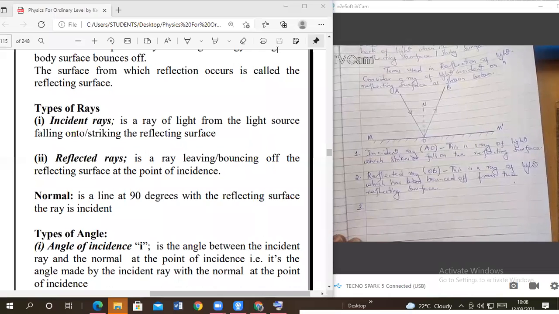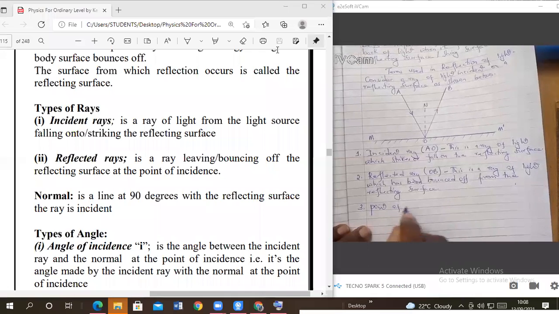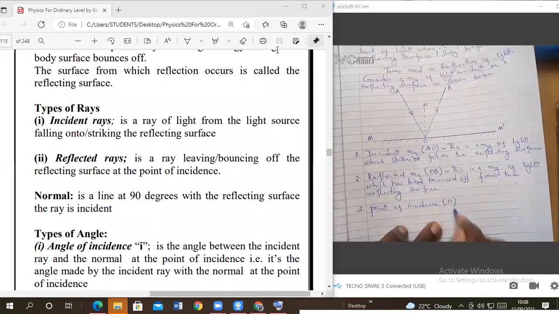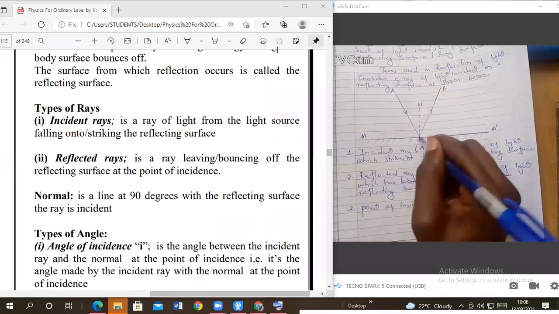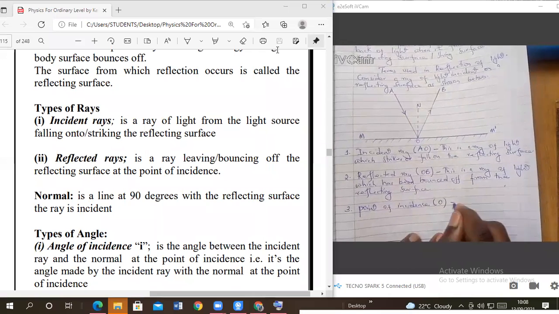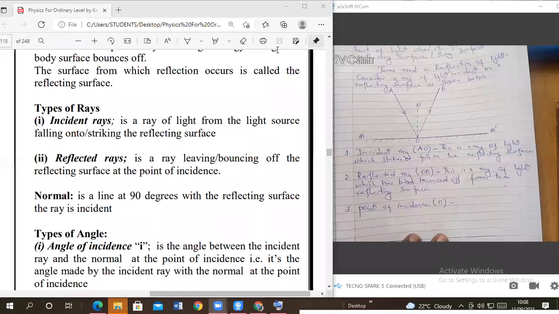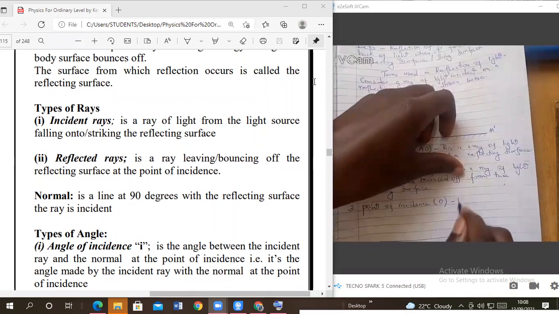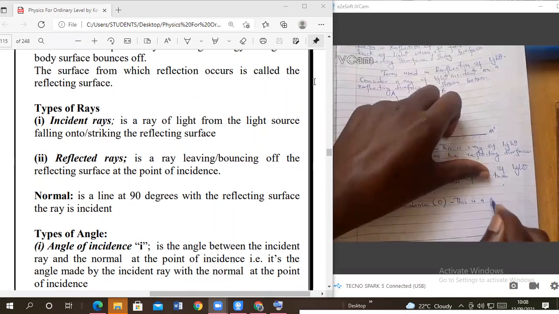Number three, we have what we call the point of incidence. From the diagram, that is just letter O. This one. This is what we call the point of incidence. Okay? Members, are we together? Yes, teacher.